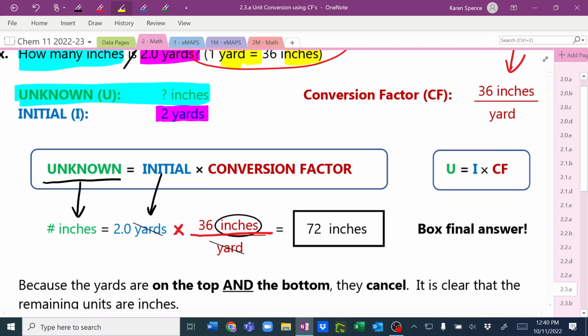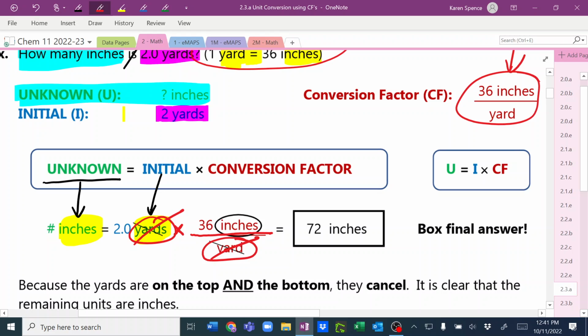We are starting with yards, but we don't want to finish with yards. We want to finish with inches. So we want yards to cancel out, and things cancel out if you have them on the top and on the bottom, right? So we can have yards. If we put it on the bottom, it's going to cancel out. And those 36 inches are going to go on the top, and guess what? That means that our unit that is left at the end after the yards cancel is inches. And that's how the conversion factor method works.